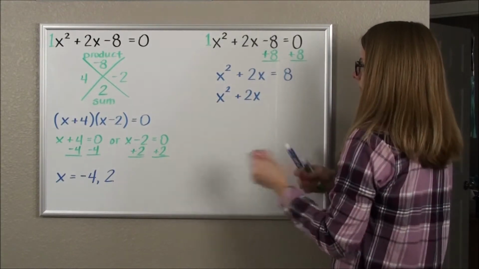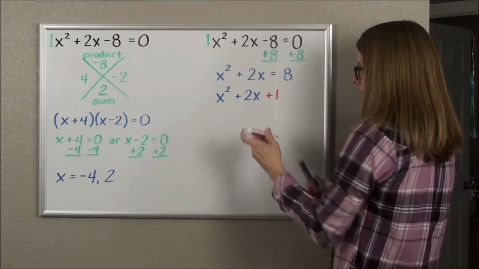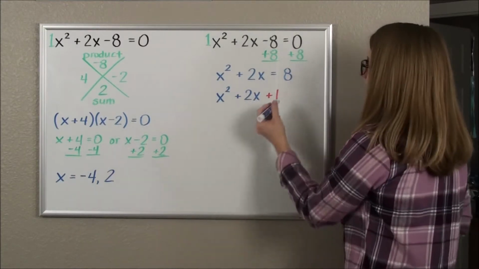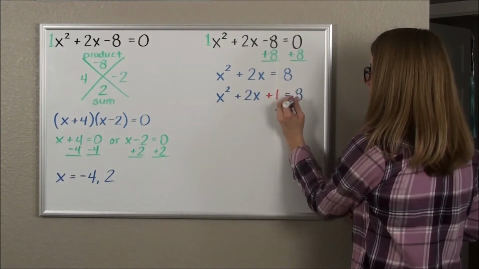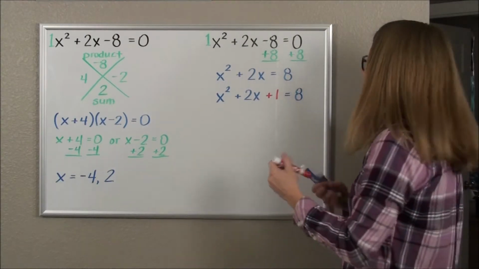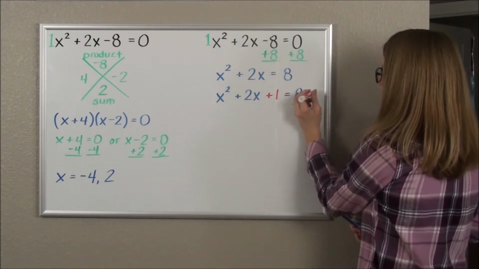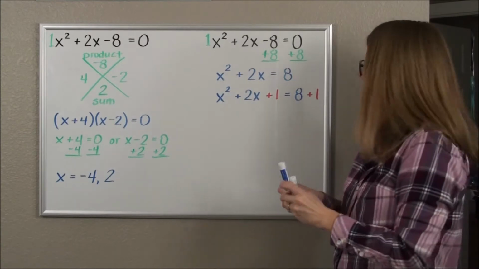So what I'm going to do is add 1 to the left. We'll see how that completes the square in just a moment. Remember though, if you're going to add something on one side of an equation, you'd better do it on the other side, because again, our goal is to maintain the balance as we're solving.